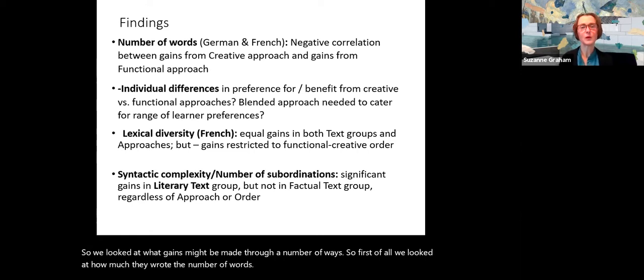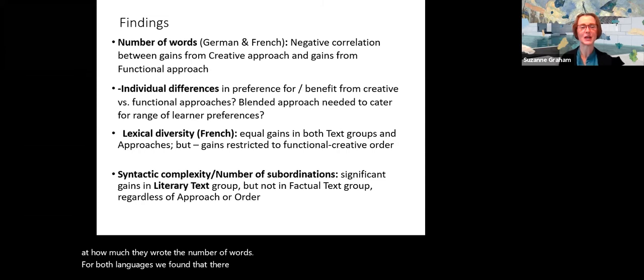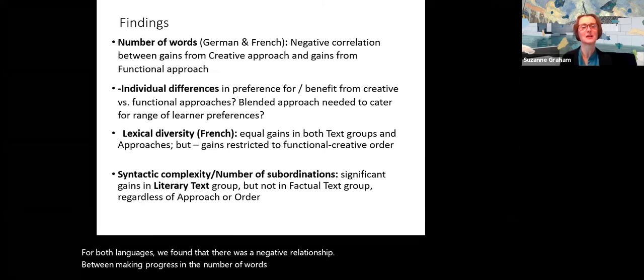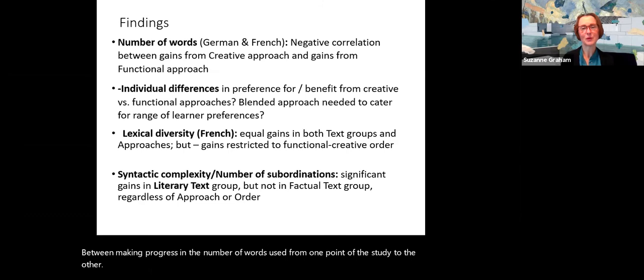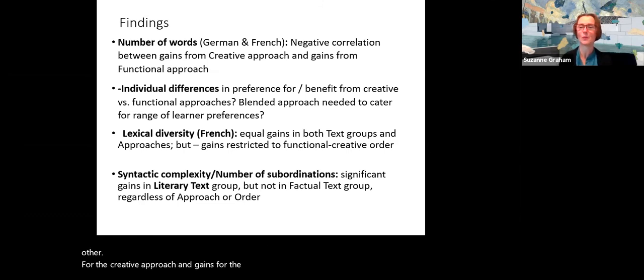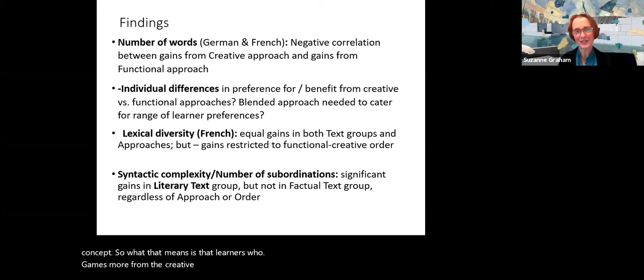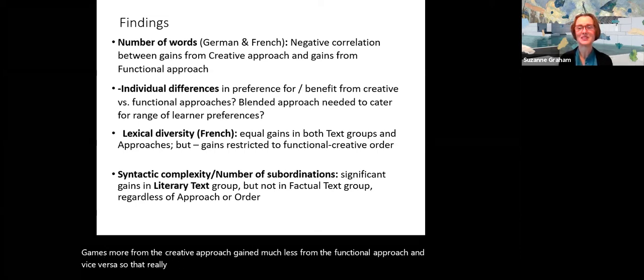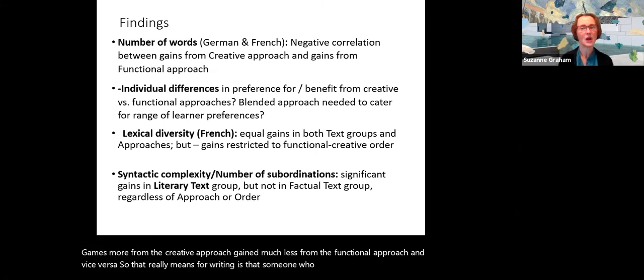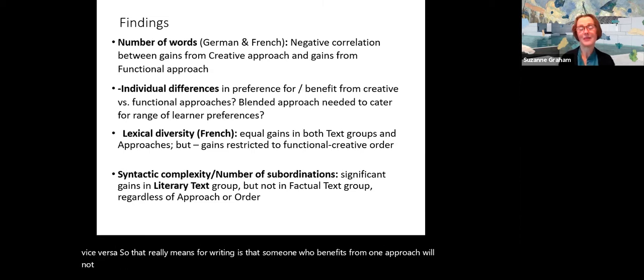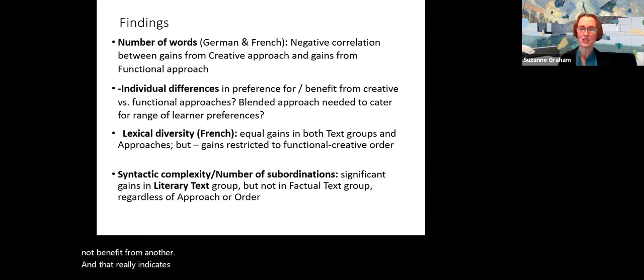For both languages, we found that there was a negative relationship between making progress in the number of words used from one point of the study to the other for the creative approach and gains for the functional approach. That's quite complicated as a concept. So what that means is that learners who gained more from the creative approach gained much less from the functional approach, and vice versa. So what that really means for writing is that someone who benefits from one approach will not benefit from another.